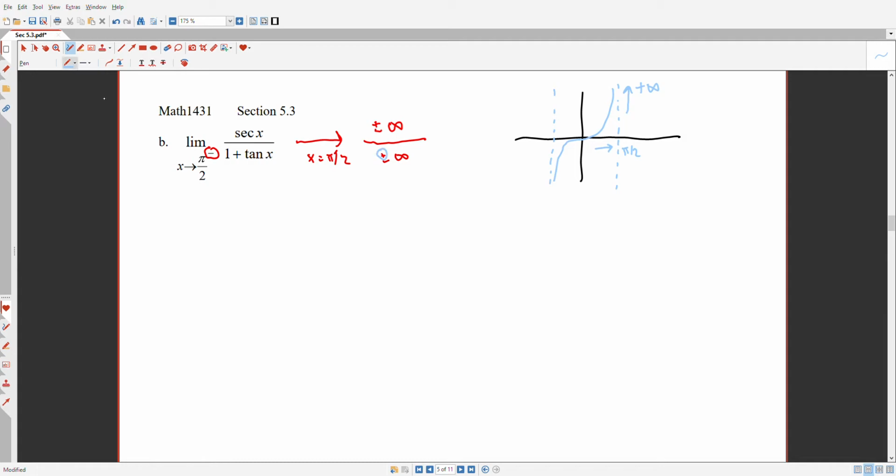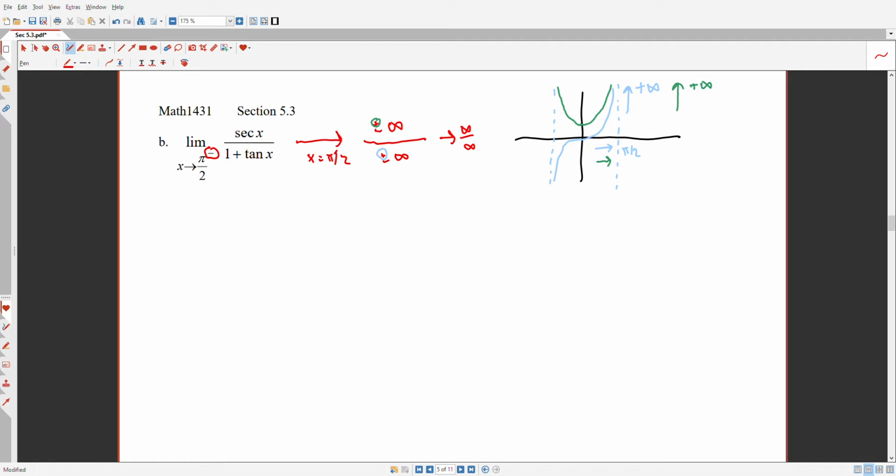And if I make a quick graph of roughly what secant x looks like, it's going to look something like this, at least the part that I care about here. It's going to look something like that. And so similarly, secant x, as you go to pi over 2 from the left, its values go to plus infinity. So both of these were actually plus infinities. So this became infinity over infinity.